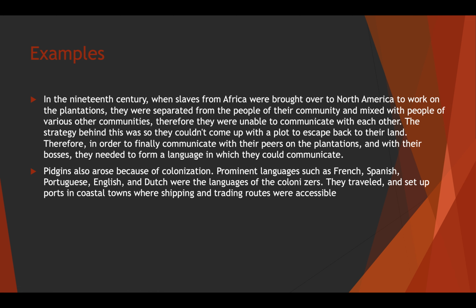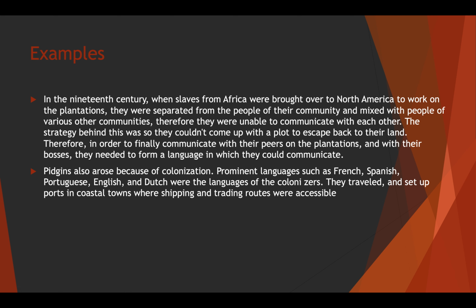And so in order to communicate with their peers on the plantations and with their bosses, they needed to form a language in which they could all communicate. And this is where some pidgins came from. So many pidgins come from colonization because one group takes over and starts communicating in a different language, and the inhabitants have to be able to communicate in some way with those people. Prominent languages such as French, Spanish, Portuguese, English, and Dutch were languages of colonizers, and they're all pidgins that use these languages, and Creoles.